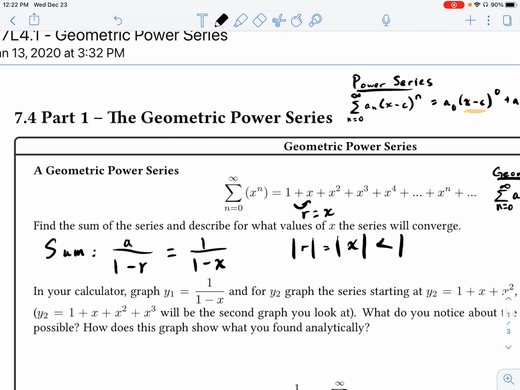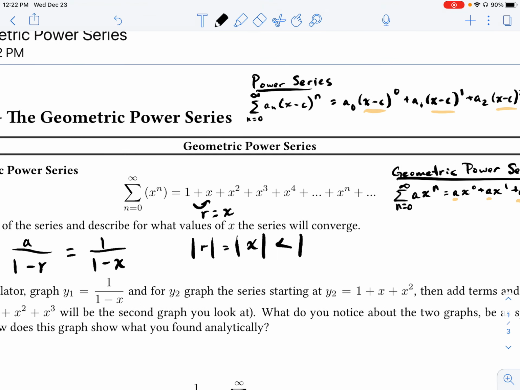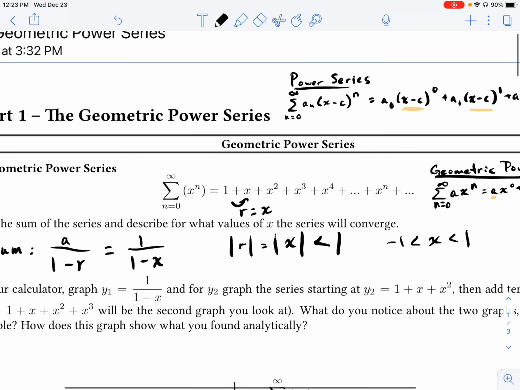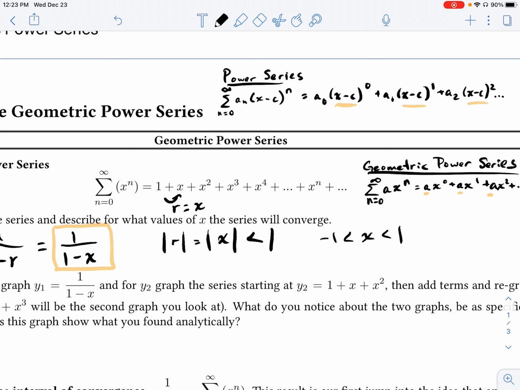If our x value is within this interval, and remember, another way of writing the absolute value of x is less than 1 is to write it as this inequality. We say x is less than 1 and greater than negative 1. So we're saying if our x value is within this interval here, then our geometric series converges. In other words, the sum of this geometric series will be exactly equal to this if our x value falls within this interval here. And this interval that we have written out, we call this our interval of convergence.